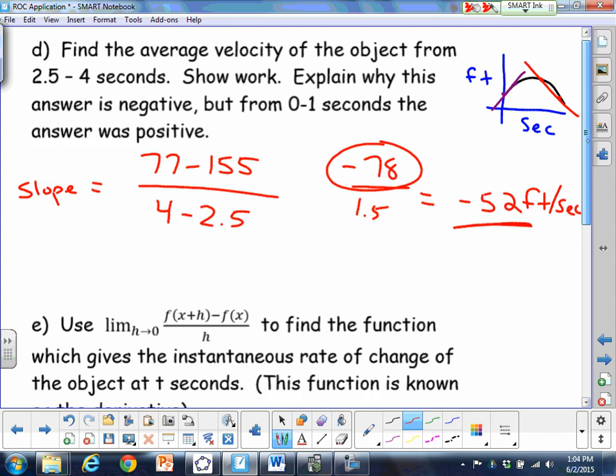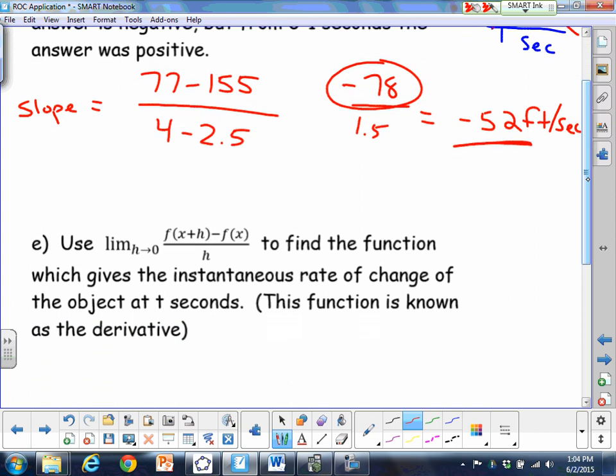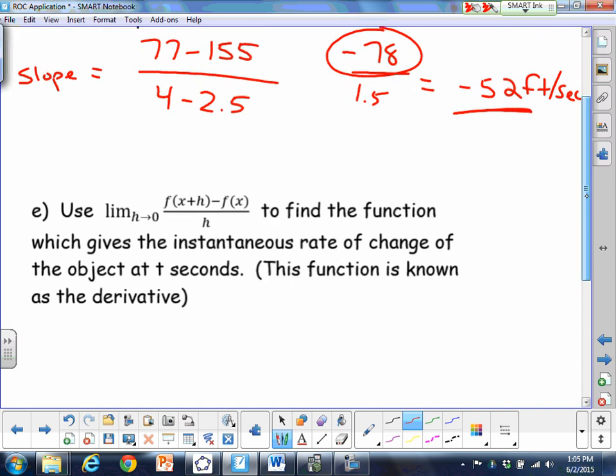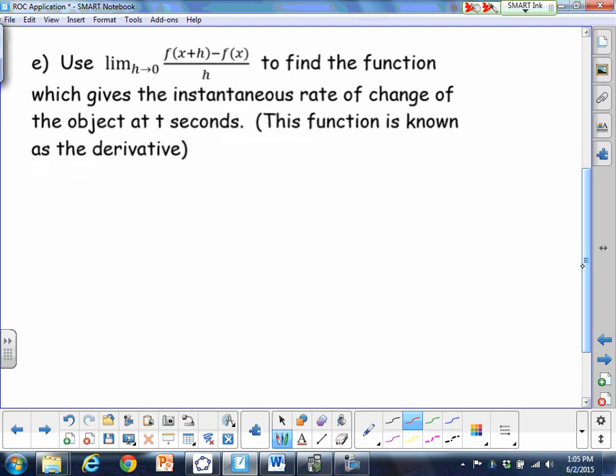Okay, so now to the newer stuff. Here's this equation, this difference quotient with the limits. This is technically the definition of a derivative. So let's do some work on that. Okay, and we know our f of x that we originally graphed was, let me make sure we get this right, negative 16x squared plus 52x plus 125.